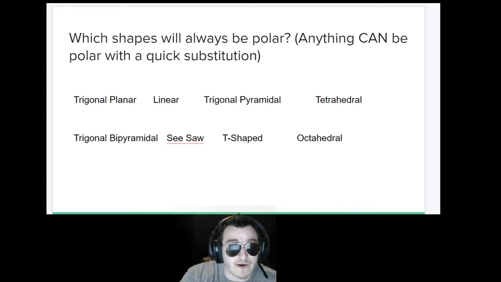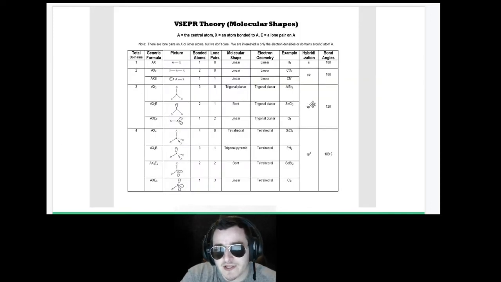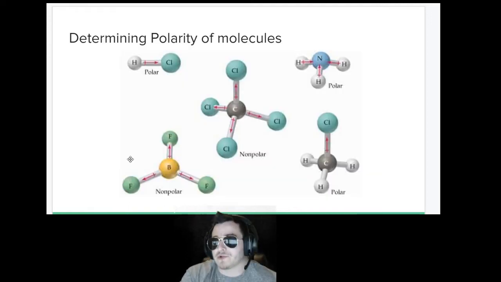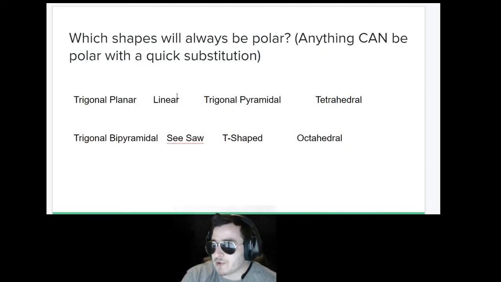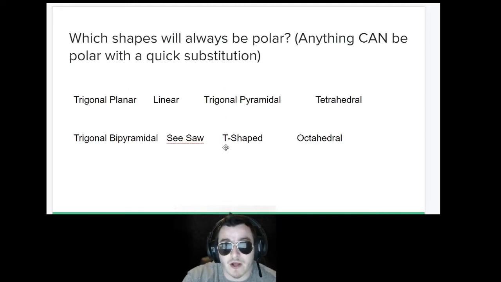Well, trigonal planar, we have an example of that right here. And notice it sort of looks like they're pulling in different directions. But if we're looking at our chart, in the VSEPR chart, they all go to the same angle, which means it sort of forms an equilateral triangle here, which means all of their pulls are canceling each other out. Trigonal planar is always a nonpolar molecule as long as all the atoms attached are the same atom. Linear, same story. As long as the atoms attached are the same atom, like in the case of CO2, then it's going to be a nonpolar molecule.